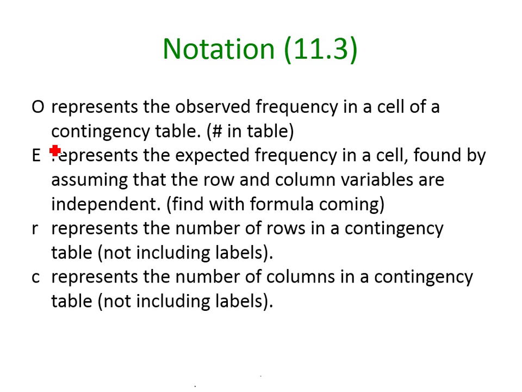R represents the number of rows in a contingency table. Don't include the labels. So this one had 2 rows. We had the closed roof, we had the open roof. C represents the number of columns in a contingency table. Again, not including those labels.